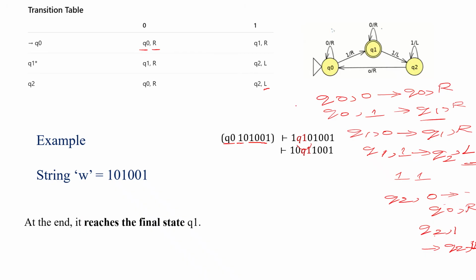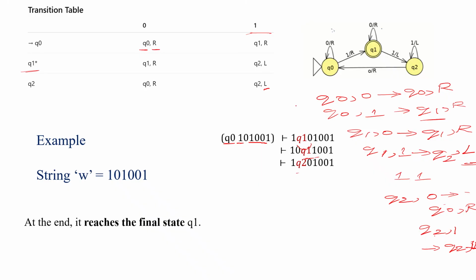Now what do we have to do? Again we need to check Q1 with 1. We have to check the state and then the input symbol. So what is Q1 with 1? Q1 with 1 is Q2 with left-hand side direction. So Q2 left-hand side direction means you have to specify Q2 in this direction. So Q2 must come in the left-hand side direction. Now 0 will go here.